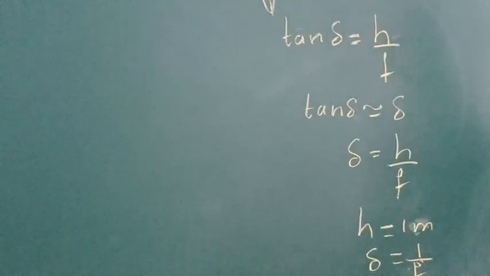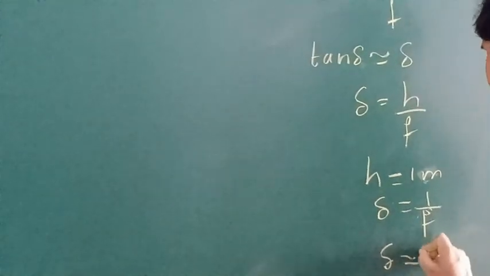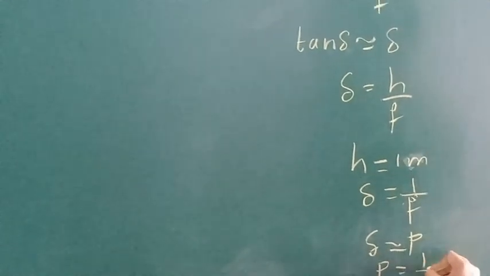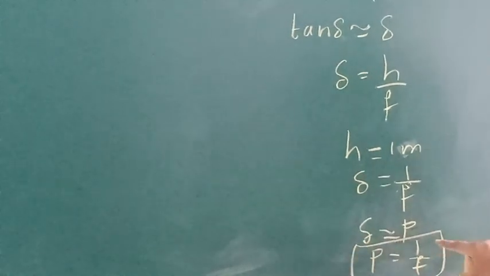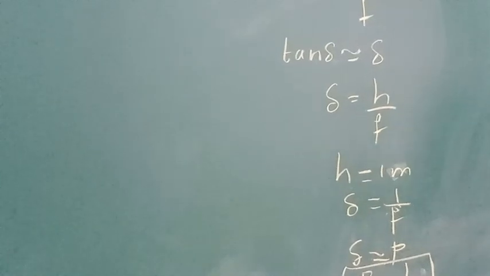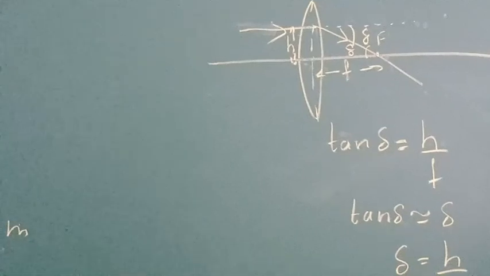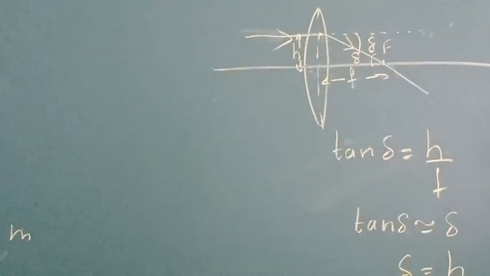Okay. So this delta is approximately equal to the power of the lens. So P is equal to 1 by f. So this is the relation between the power and focal length. Power is the reciprocal of focal length, and this power can also be defined as the tangent of the angle by which the ray of light converges or diverges at a height of 1 meter from the principal axis.